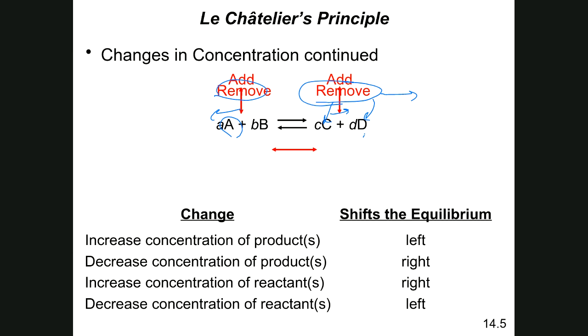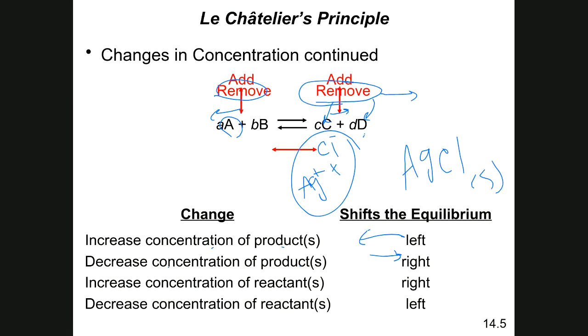So increasing concentration of product, the reaction would go left. Decreasing concentration of product, the reaction would go right. How do you remove C? Let's say you have here Cl minus as one of the products. If you bring in Ag plus, you add Ag plus, the Ag plus and Cl minus are going to form AgCl solid. The Cl is going to come out of the equilibrium, so the concentration at equilibrium is going to be reduced. That's how you remove a product.